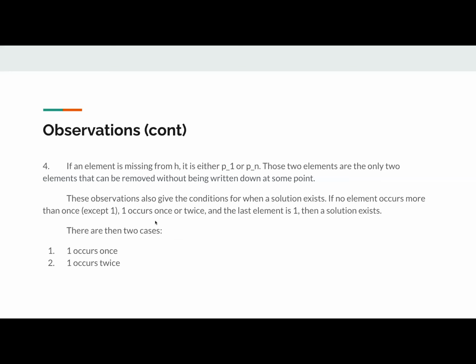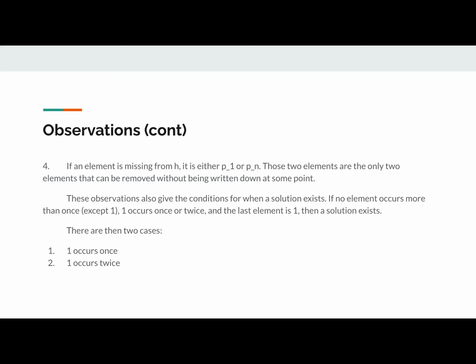So the next observation is that if an element is missing from H, so like H consists of the numbers from 1 to n, right? And if an element is missing from H, it is either P of 1 or it is P of n. And the reason for that is that those two elements will never get written down, right? Because you can write down P of two, you can write down the second to last element, and you can write down all the numbers in the middle, just eventually.